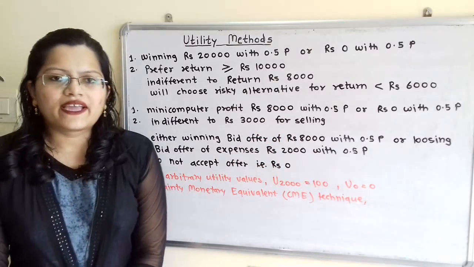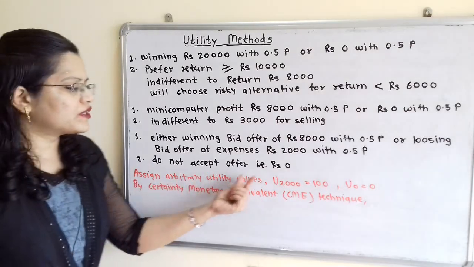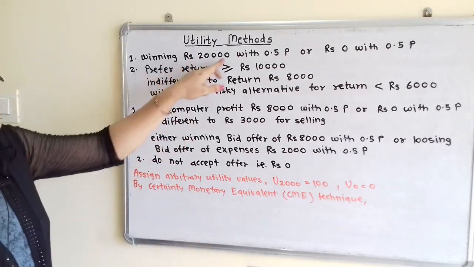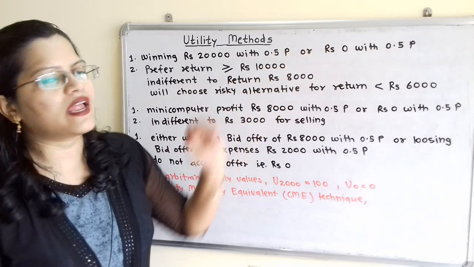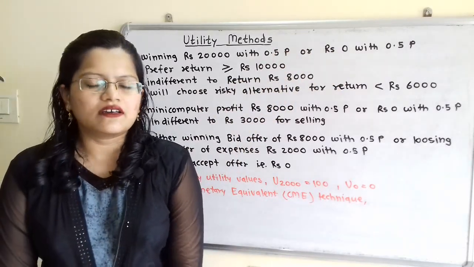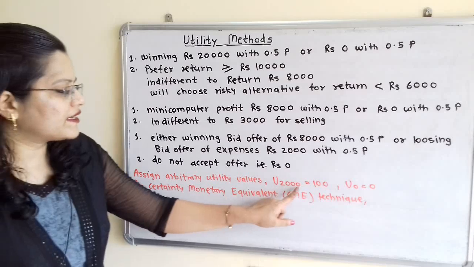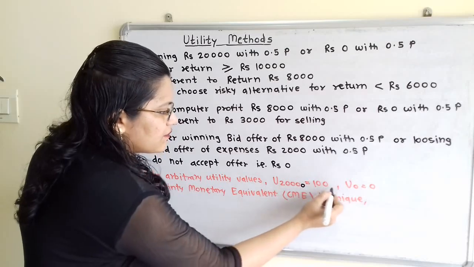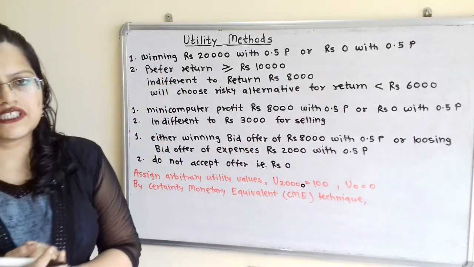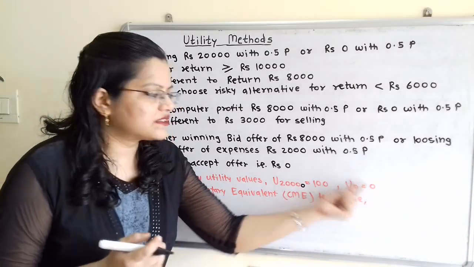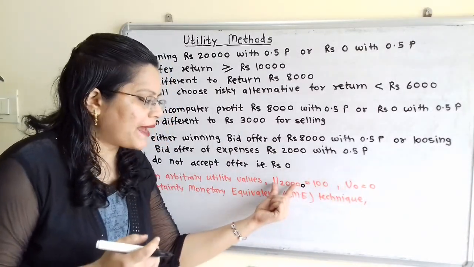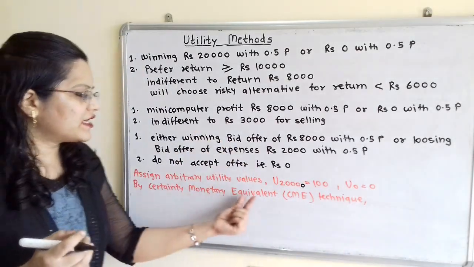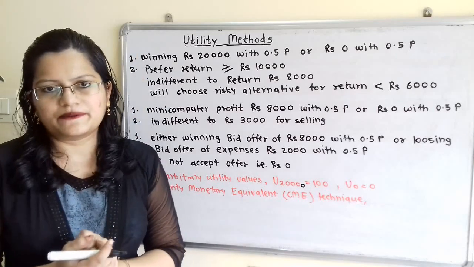Now we can assign arbitrary utility values. For these three cases, if we observe, the maximum value is 20,000 and the minimum value is 0. So we will assign the utility values: U(20,000) is equal to 100, and U(0) is equal to 0. Now that we have assigned these utility values for the maximum and minimum outcomes, we will apply the certainty monetary equivalent technique, that is the CME technique.